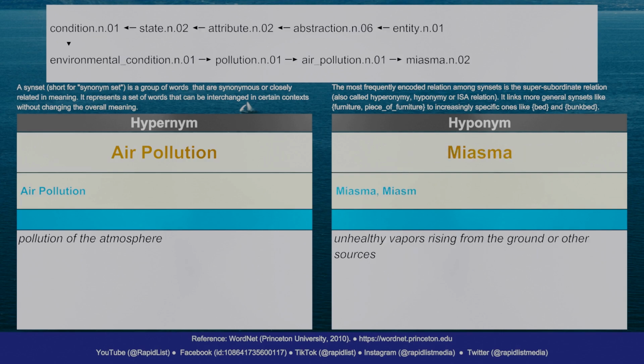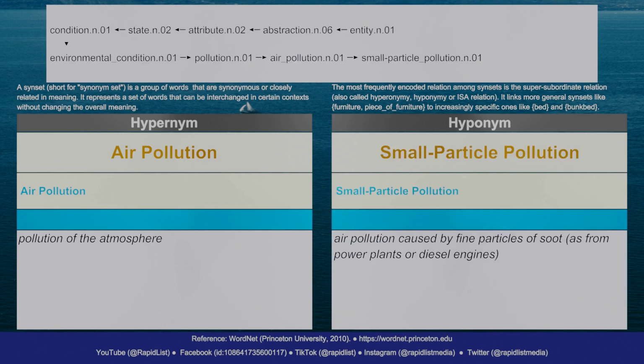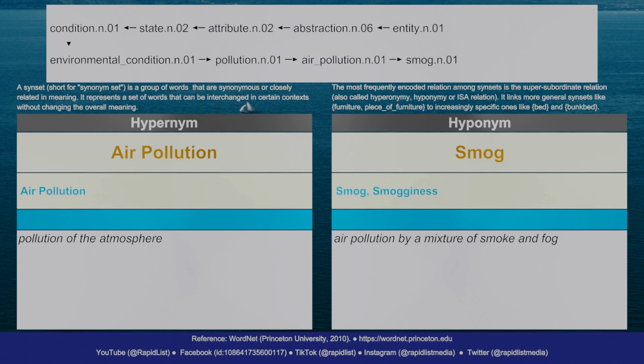Miasma. Unhealthy vapors rising from the ground or other sources. The miasma of the marshes. Small particle pollution. Air pollution caused by fine particles of soot, as from power plants or diesel engines. Smog. Air pollution by a mixture of smoke and fog.